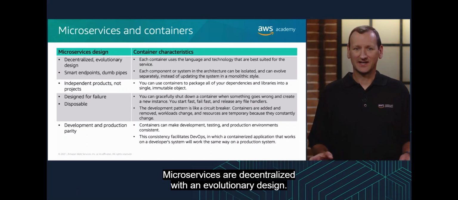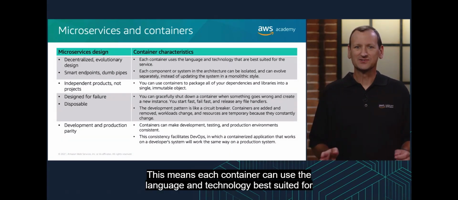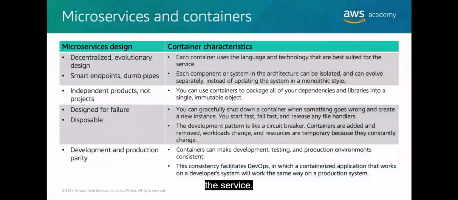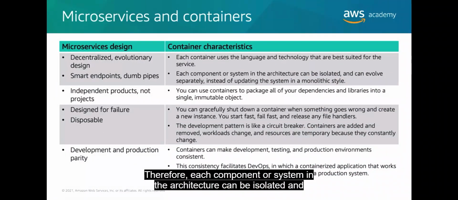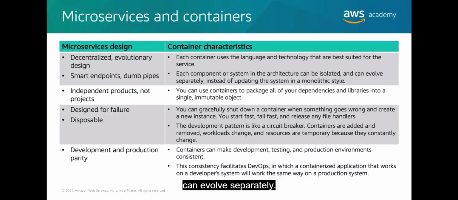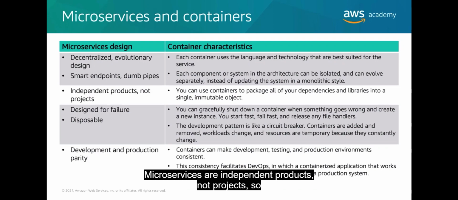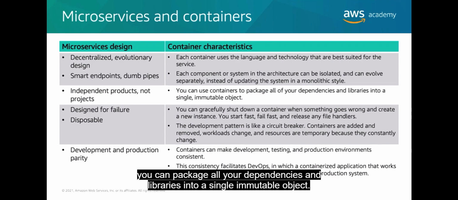Microservices are decentralized with an evolutionary design. This means each container can use the language and technology best suited for the service. Microservices provide smart endpoints and dumb pipes. Therefore, each component or system in the architecture can be isolated and can evolve separately. Microservices are independent products, not projects, so you can package all your dependencies and libraries into a single immutable object.